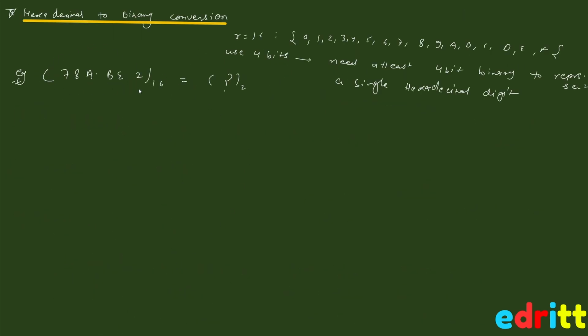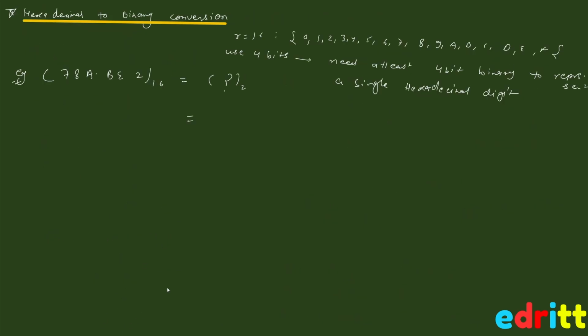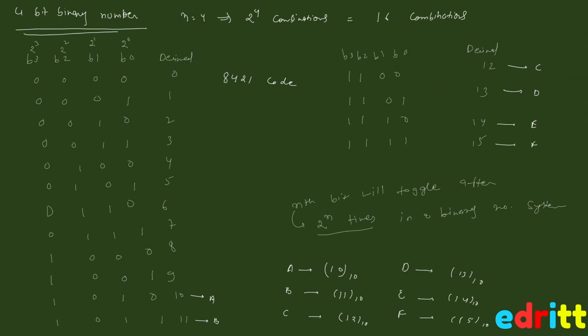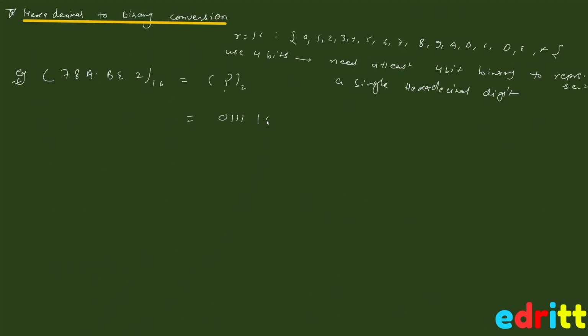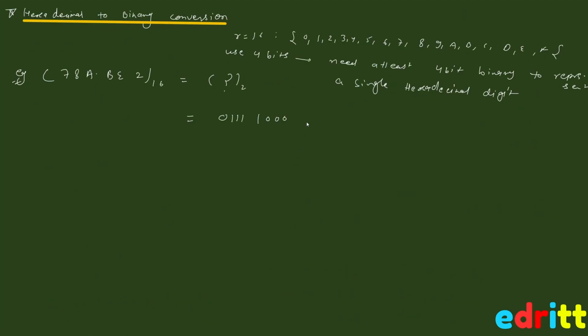I need to convert this number into a binary equivalent. How can I do that? Simply go to the table, see the equivalent binary number and write it down. So for 7, it is 0111. So I will write down 0111. I'm done with 7. For 8, it is 1000. So I'll write down 1000. For A, the decimal equivalent is 10, which means 1010. I will write down 1010 and I'm done with A.